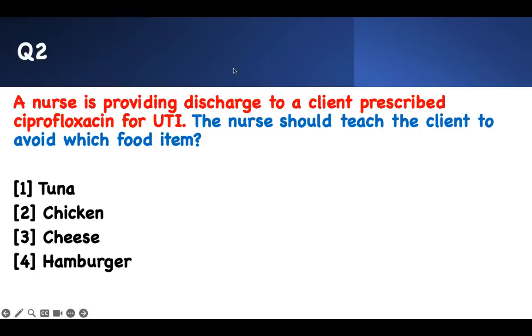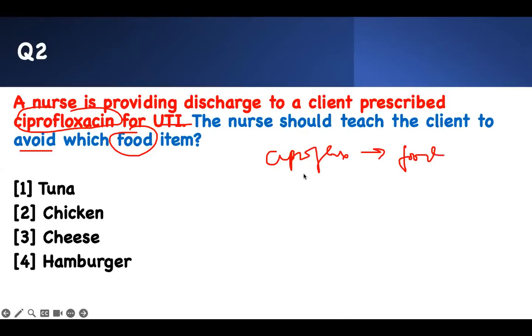And then should teach the clients which food item to avoid. And then she's providing this chart to a client prescribed what? Ciprofloxacin for UTI. I've underlined my buzzword. I read it from the back. I read the case study. And now all I care about is ciprofloxacin, food choice to avoid. I asked myself, what is ciprofloxacin? It's what we call fluoroquinolone. What is the key thing about fluoroquinolone?